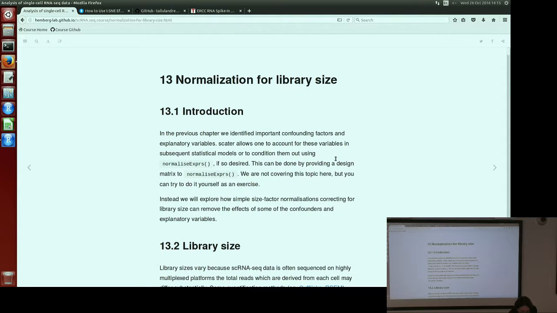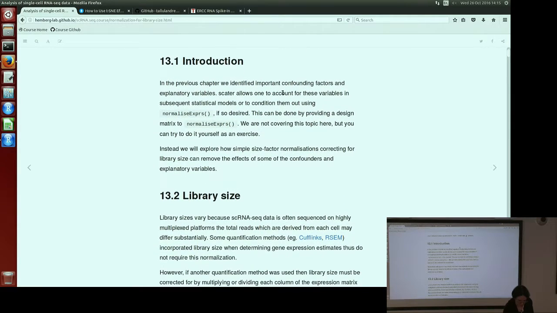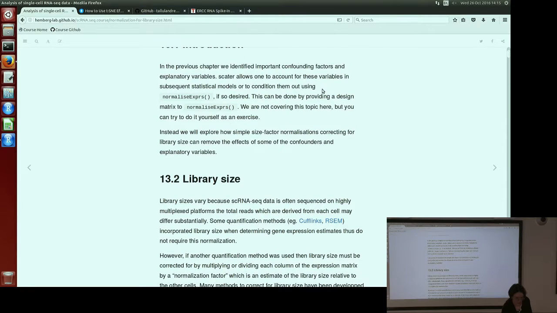So the next section is normalizing for library size. We've just identified important confounding factors, and one of those is always the total reads you get per cell. It's always one of the most important confounding factors, so we want to normalize out and remove that confounding factor.